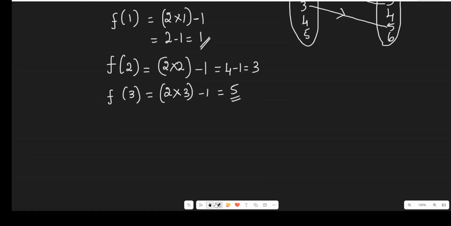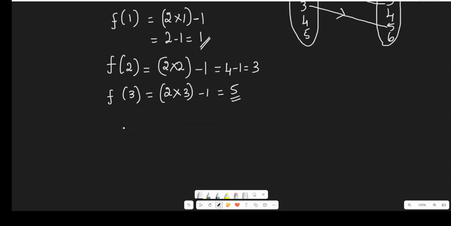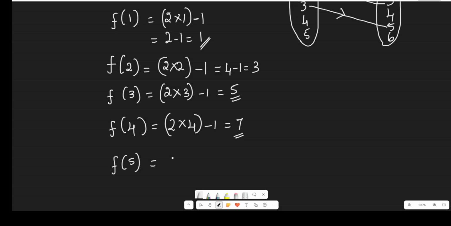f of 4 and f of 5. f of 4 means 2 into 4, 8. 8 minus 1, 7. And f of 5, what will we be getting? 2 into 5 equals 10. 10 minus 1, 9.